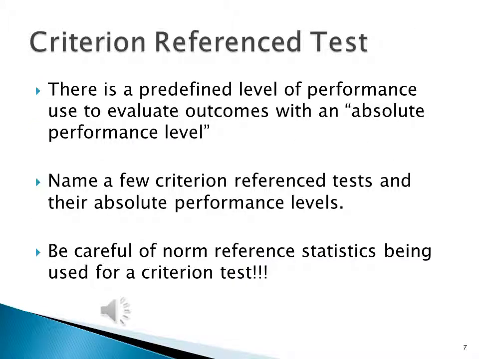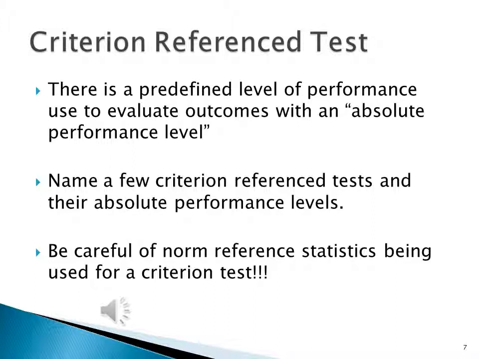The next type of test we're going to look at is a criterion-referenced test. In this case, there's already a predefined level of performance that a student must hit, what we'll call an absolute performance level, to pass the test. Think about some criterion-referenced tests that you're familiar with and their absolute performance level. For example, a driver's test. You have to be able to master and demonstrate your ability to turn right, turn left, potentially parallel park, or go through an obstacle course. If you hit a certain criteria, then you pass.